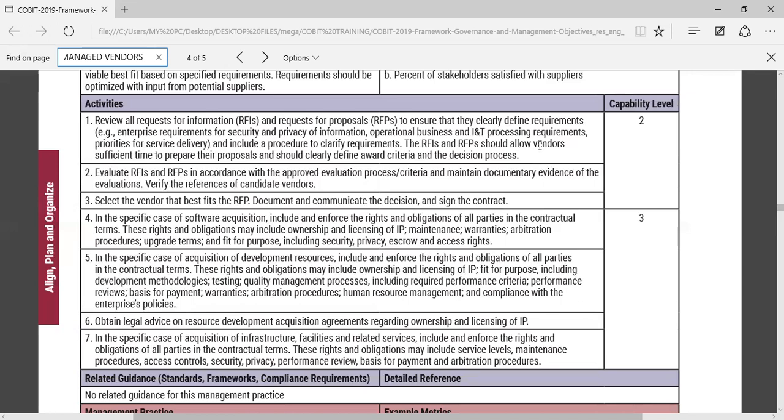Number five, in the specific case of acquisition of development resources, include and enforce the rights and obligations of all parties in the contractual terms. These rights and obligations may include ownership, licensing of intellectual properties, fee for purpose, including development methodologies. If they are going to code for you, that's what that is talking about.